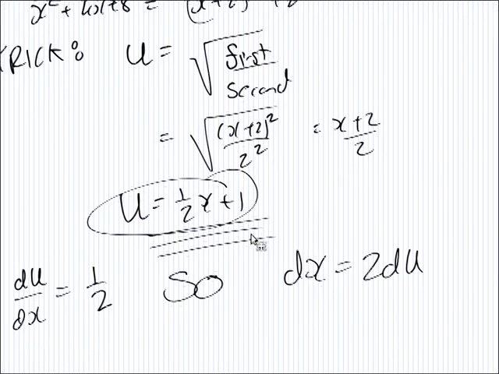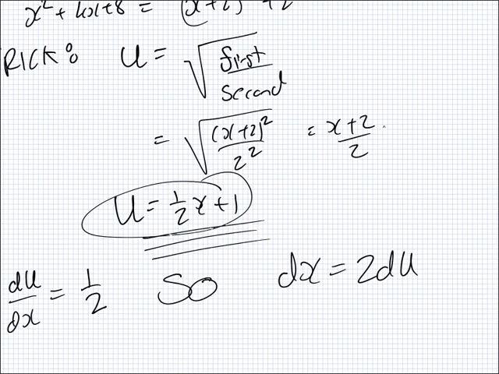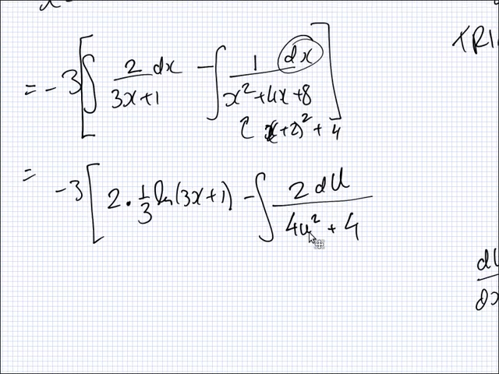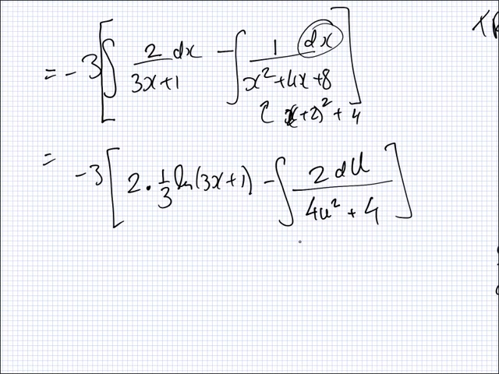No, you nearly got it. If you look here, we said this is equal to u, yes? So then x plus 2 equals 2u, yes? So x plus 2 squared equals 4u squared. Plus 4, yeah, that's it. It's going to be 4u squared plus 4, because remember we said this is x plus 2 squared plus 4.